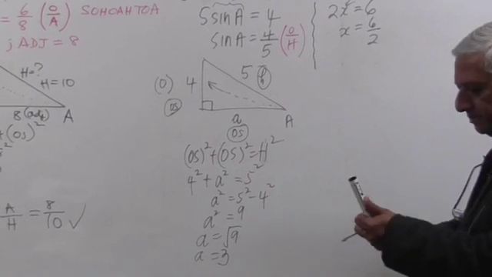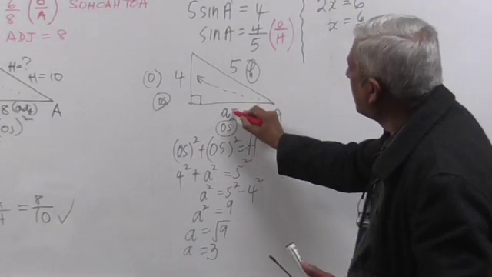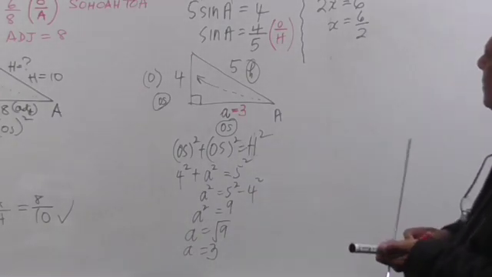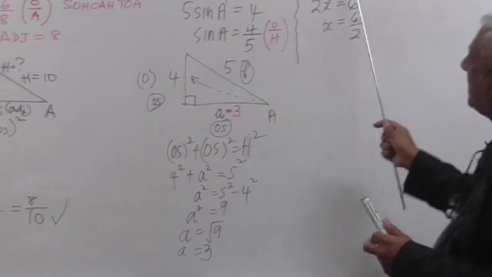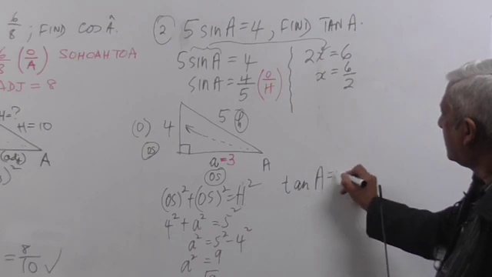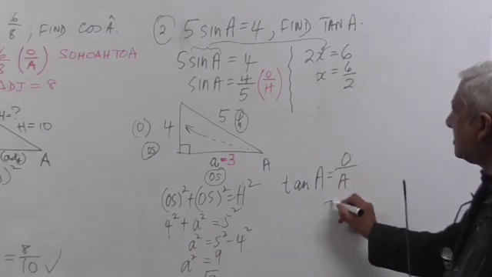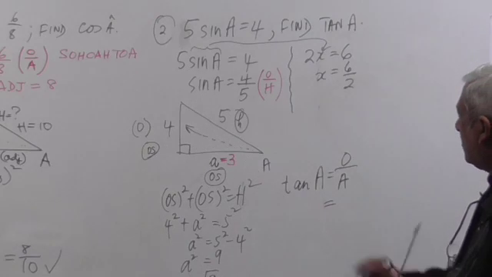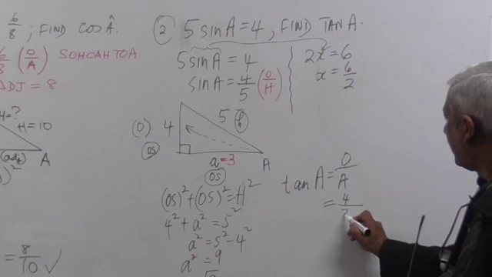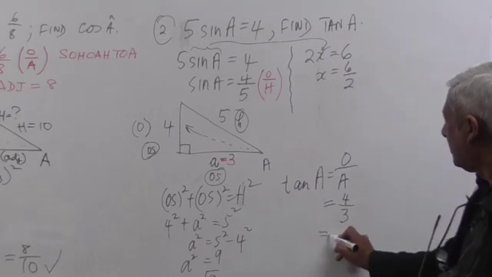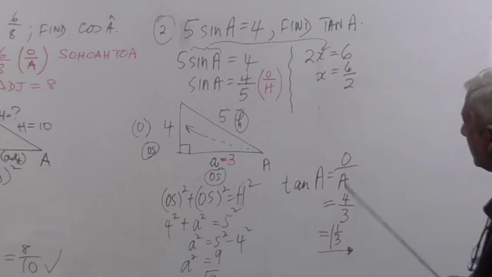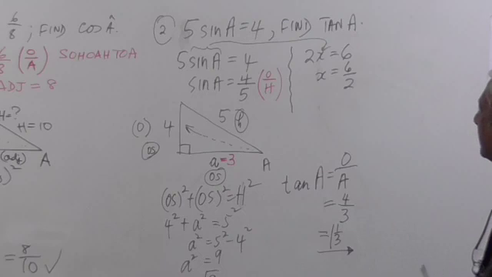So we go back to the diagram. A is equal to 3. We can fill it in the diagram. Now what did the question ask? Find tan A. Now tan A is equal to opposite over adjacent. The opposite is 4 over the adjacent is 3. So that's your final answer. Or you could have even made it 1 and 1/3. It doesn't matter. You could have left it 4 over 3, or you can write 1 and 1/3.